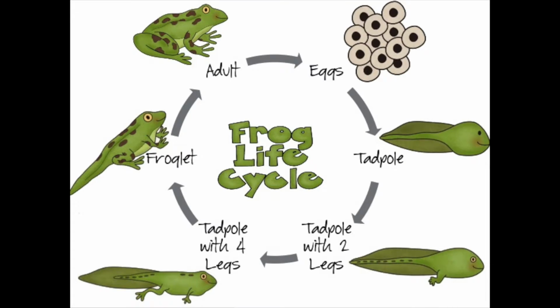So to go over the frog life cycle one more time, the frogs start out as eggs, they then turn into tadpoles. After that, they turn into tadpoles with 2 legs, then into tadpoles with 4 legs, they turn into a froglet, then they're an adult, and then they mate and have babies of their own. Then the frog life cycle starts all over again.